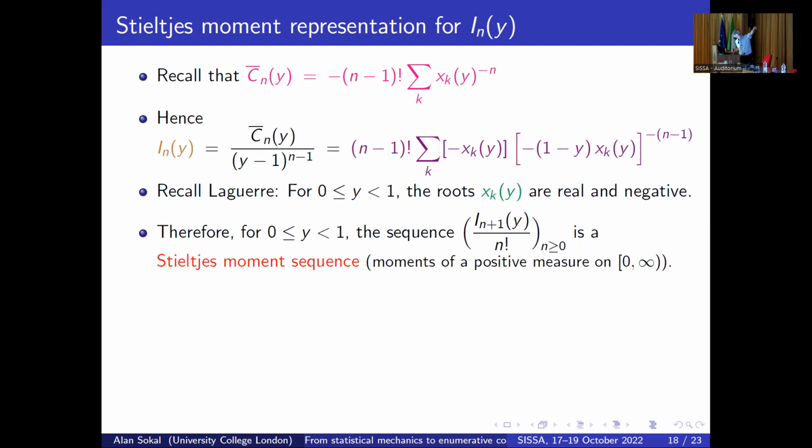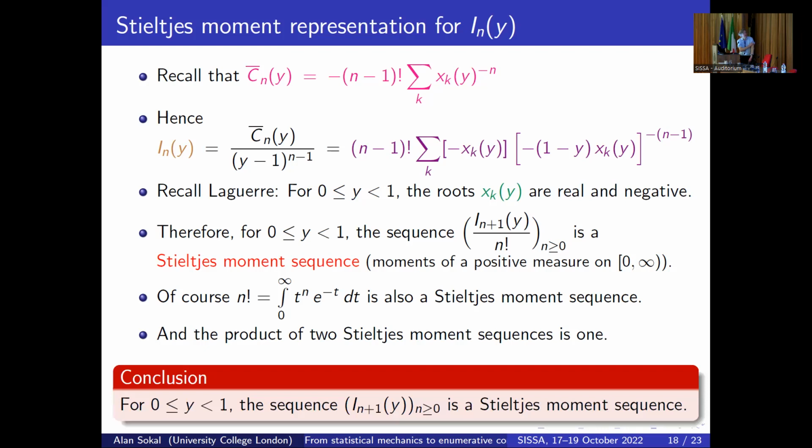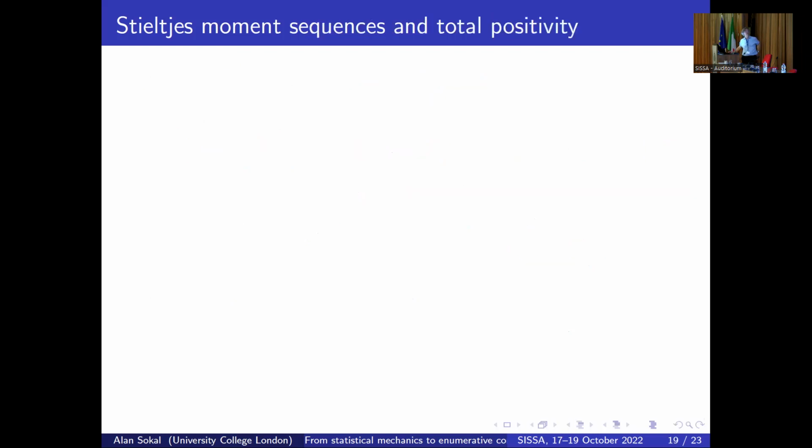And in fact, I will replace n by n plus 1. So I_{n+1} of y, and I divide by n factorial. That's a Stieltjes moment sequence. On the other hand, n factorial is a Stieltjes moment sequence. It's just moments of the exponential. And it's easy to show that the product of two Stieltjes moment sequences is also one. So therefore, for each y between 0 and 1, this sequence of the inversion enumerator for trees is a Stieltjes moment sequence. Okay, what am I going to do with that?